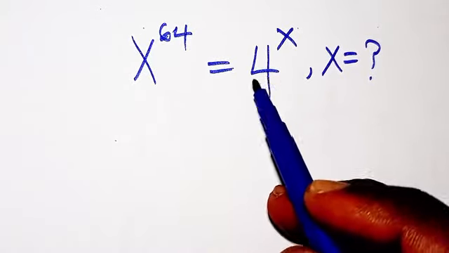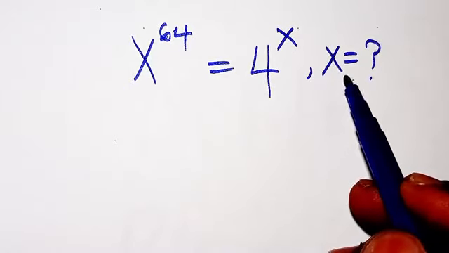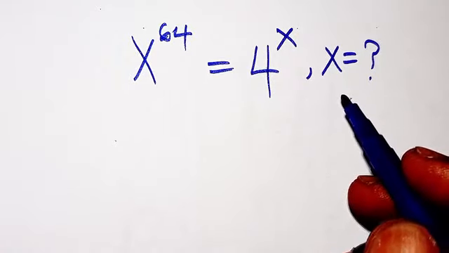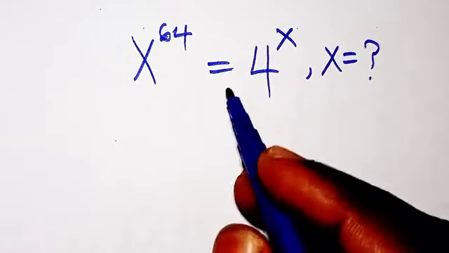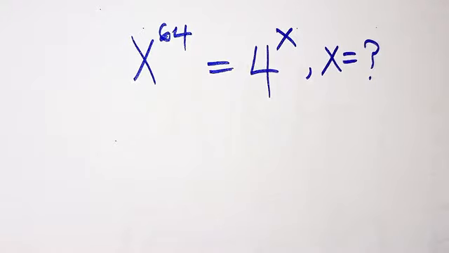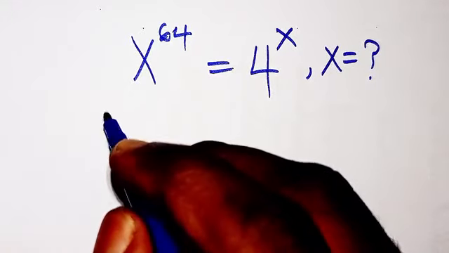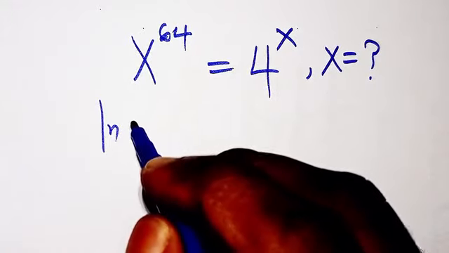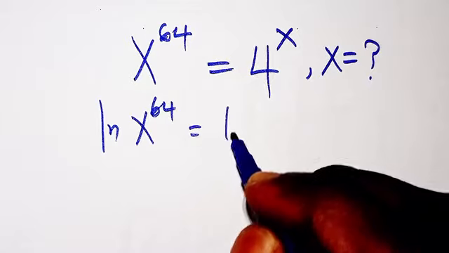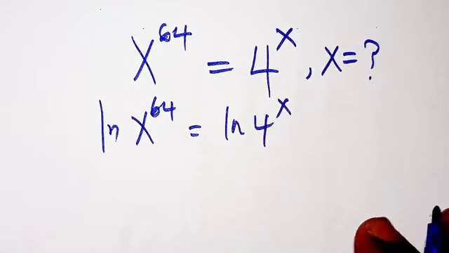Let's solve this question here. x to the power 64 equals 4 to the power x. We want to know what the value of x is. So what we are going to do now is introduce ln, the natural logarithm, to both sides of the equation. I'm going to have ln of x to the power of 64 equals ln of 4 to the power of x.